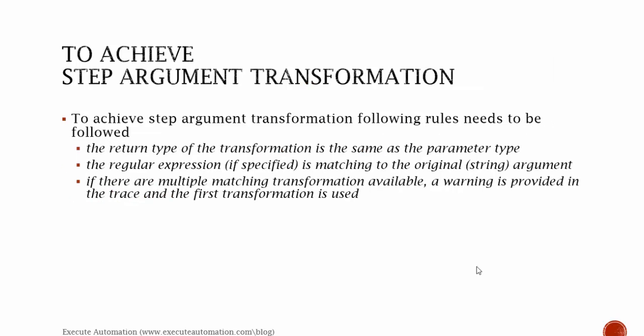So the step argument transformation can be achieved by the following rules. The rules are: the return type of the transformation is the same as the parameter type. The regular expression is matching to the original argument. If there are multiple matching transformations available, a warning is provided in the trace and the first transformation is used. So, in order to get a deep understanding, let's flip to Visual Studio and see that in action.